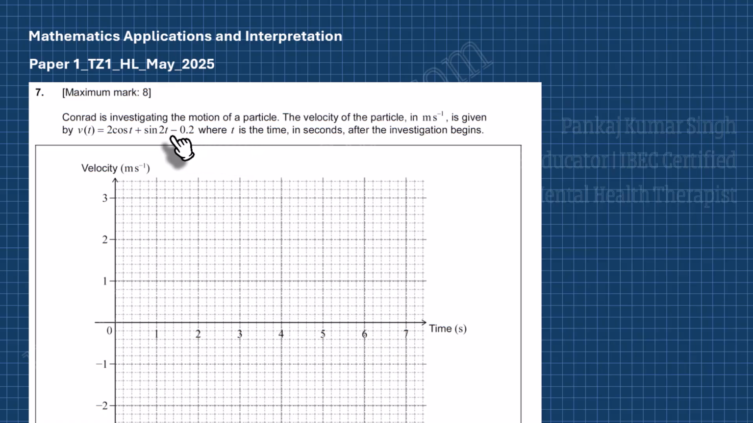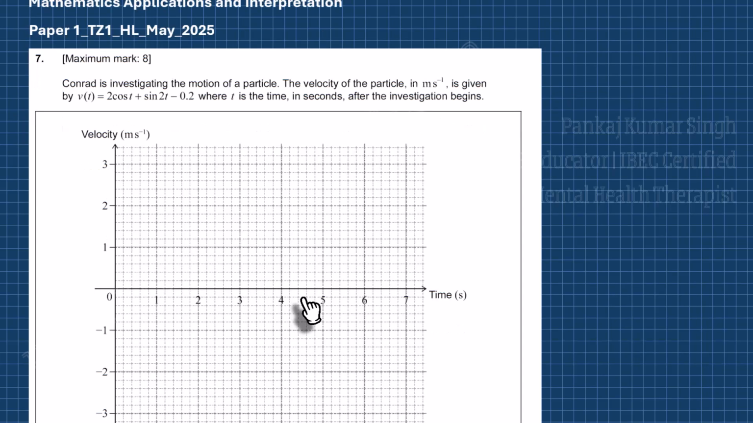He's clearly mentioned that t is time, in seconds, and this is the graph. When you get questions based on kinematics, make sure that you read the graph, like what is the x-axis and what's the y-axis. In this case, the x-axis is time and the y-axis is velocity. So it's a velocity time graph.